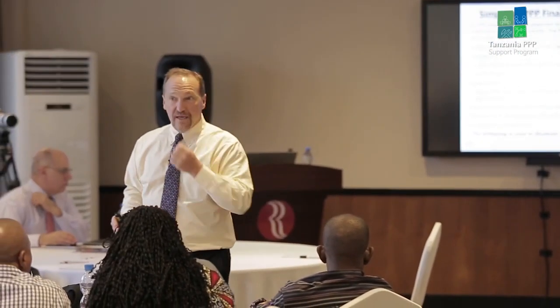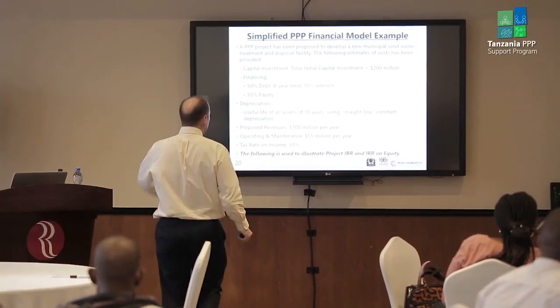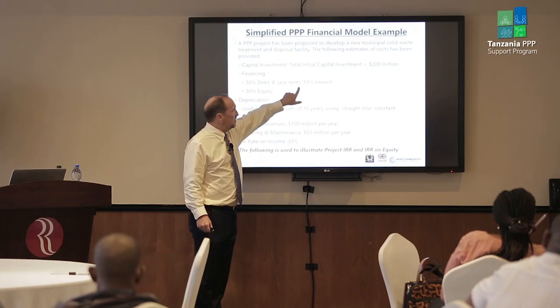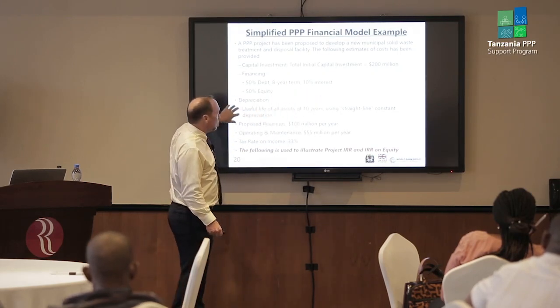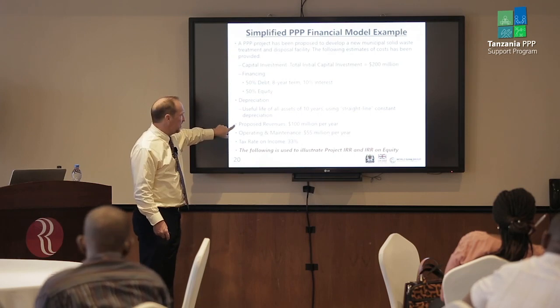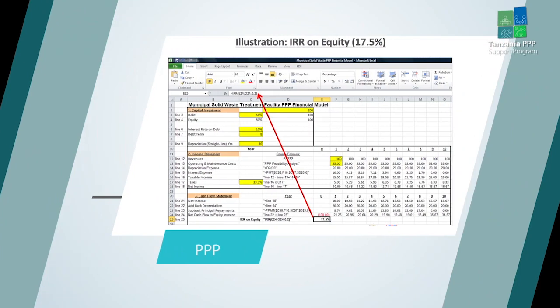I'll give you now some numbers that actually will illustrate this. Let's take a simplified example of a PPP project. So let's say it's a large municipal solid waste treatment and disposal facility. Maybe it's waste energy, let's say. The total capital investment here is $200 million. We're going to assume that we'll finance it 50% debt, 50% equity. We'll borrow money for 8 years, paying 10% interest. We're also going to have some, this is getting a little advanced here, but some depreciation. That means we have lower taxes. Our proposed revenues are starting at $100 million per year. Our operating and maintenance costs are $55 million. We pay these taxes. Now, looking at this basic data, I'll show you at least on one page how we would illustrate the IRR on equity and then the project IRR.